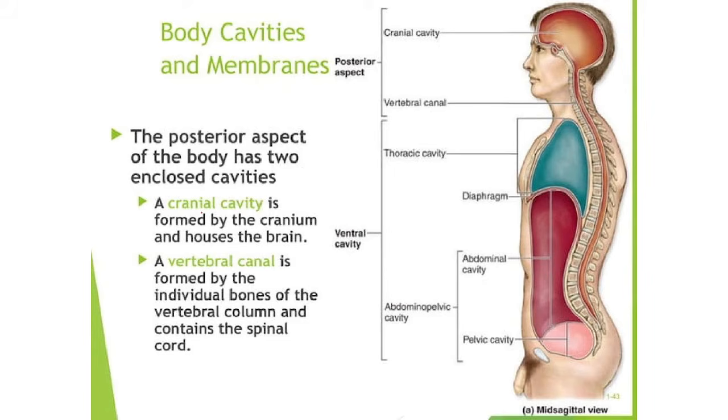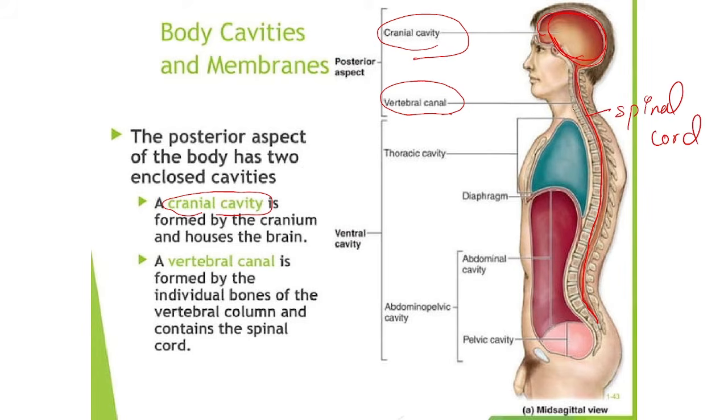Our body contains the cranial cavity. That means the space where the brain is located is known as the cranial cavity. Understood? Next one, the vertebral canal. What is meant by this canal? Inside the vertebral column we have a tube-like space where the spinal cord is located. This canal is known as the vertebral canal. That is also one cavity.